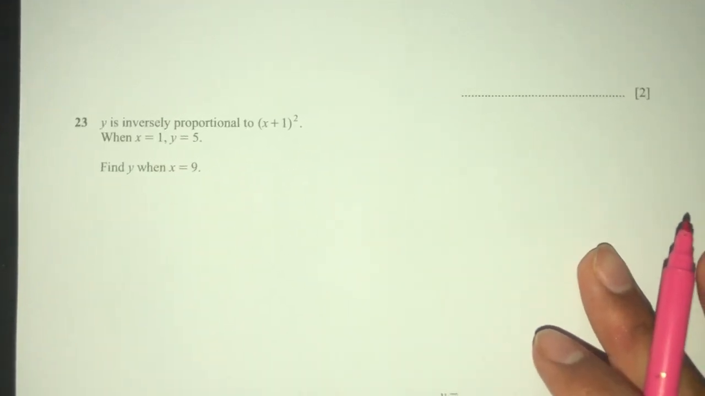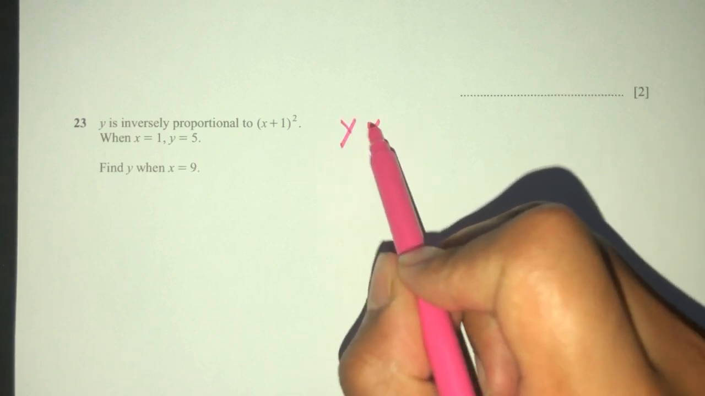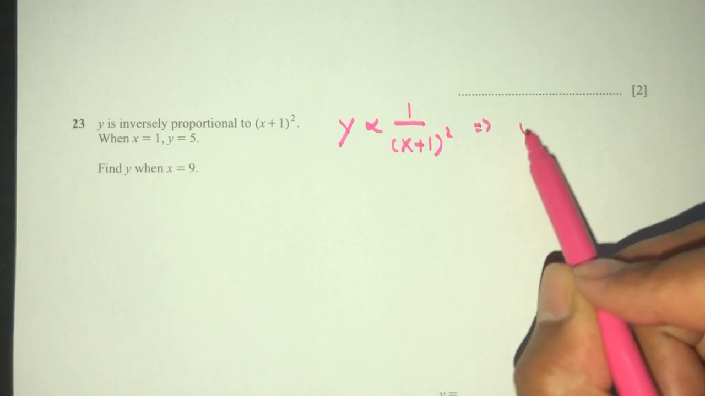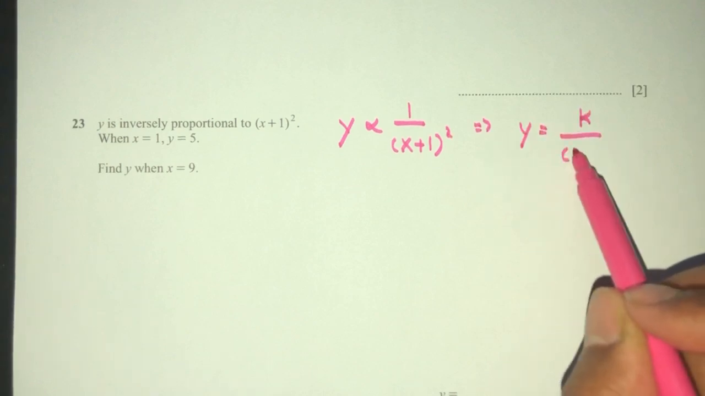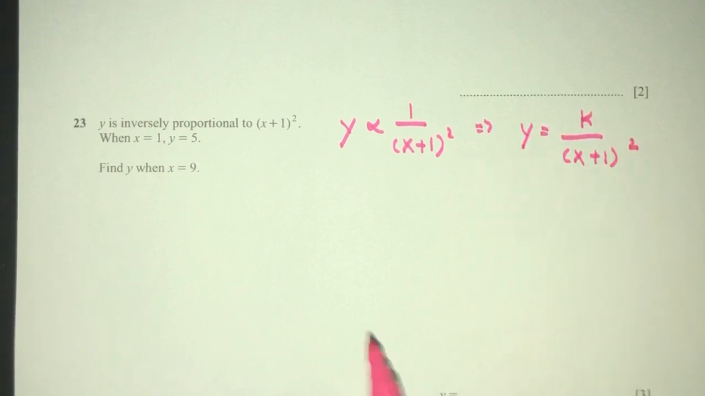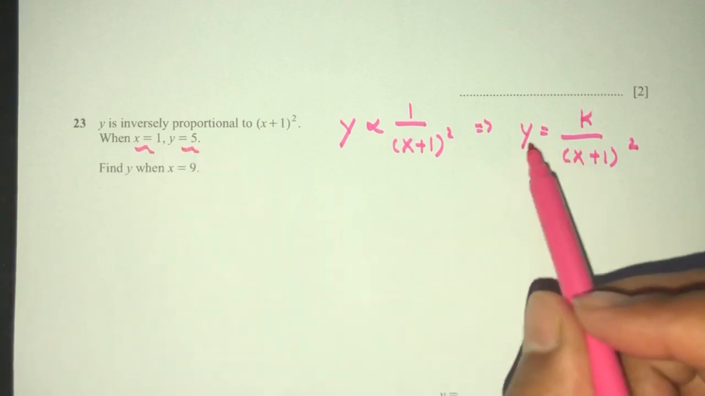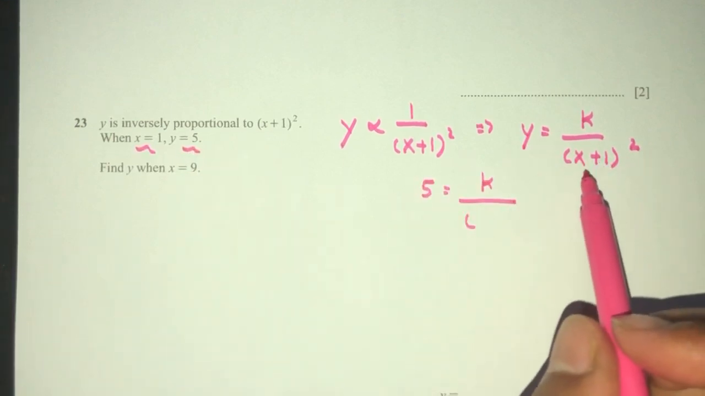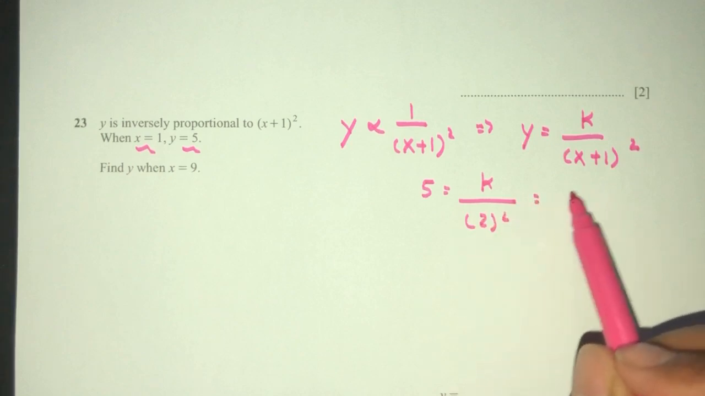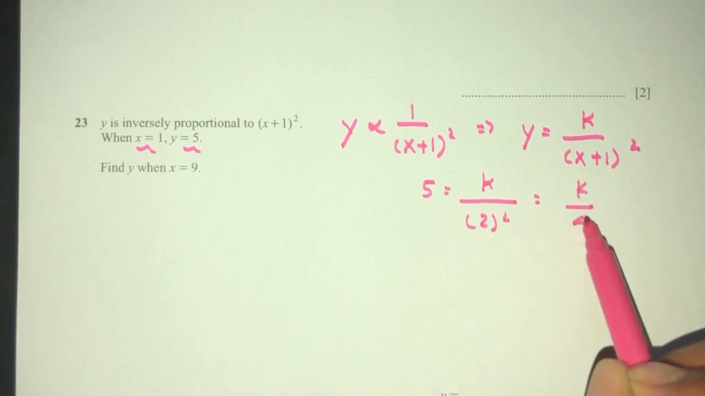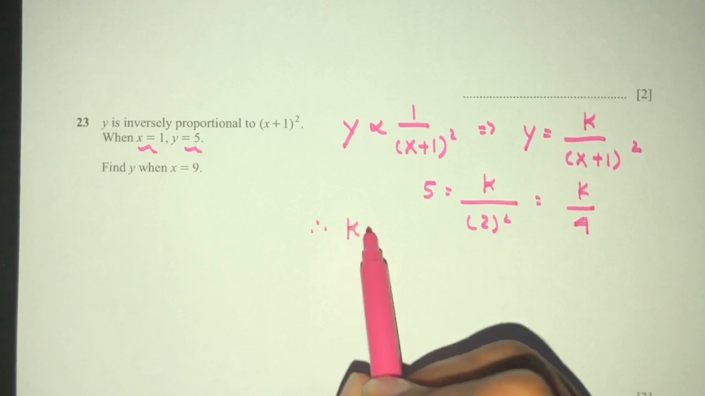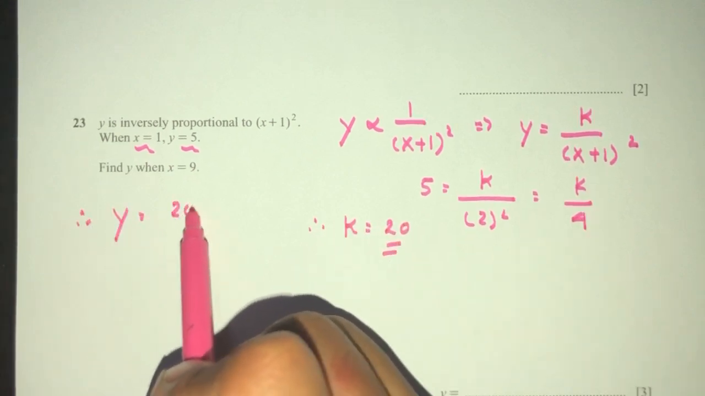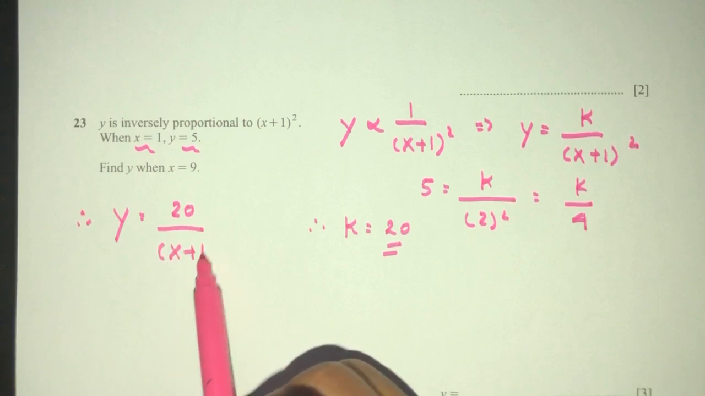Now for question 23, we have y is inversely proportional to x plus 1 squared. We can rewrite this as y is equal to k over x plus 1 squared. Now when x is equal to 1, y is 5, so replace 5 here, k on top. Here we have 1 plus 1 is 2 squared, that should be k over 4. Cross multiply, you will have the value of k to be 20. Now we have our equation, so y is equal to 20 over x plus 1 squared.